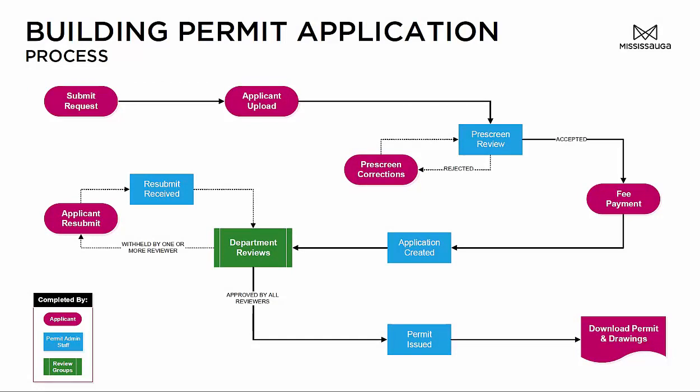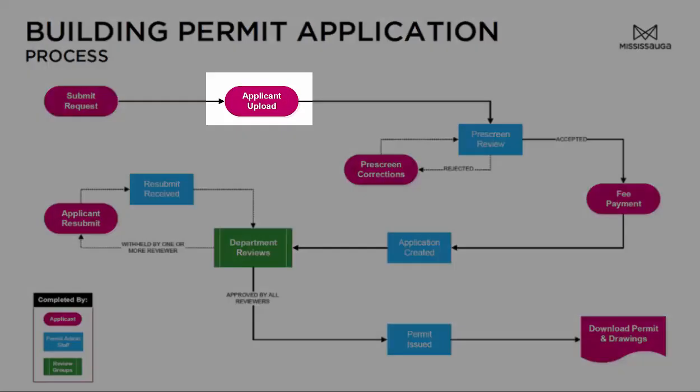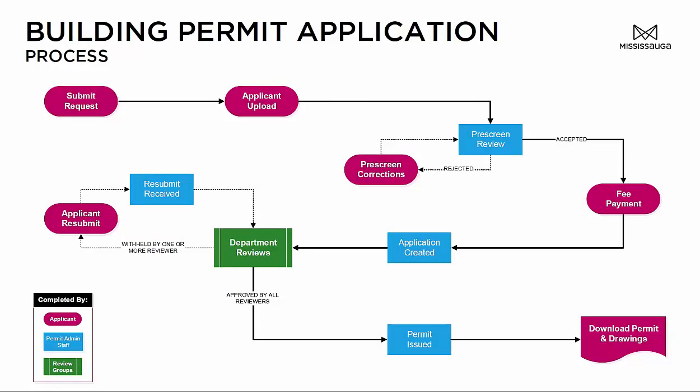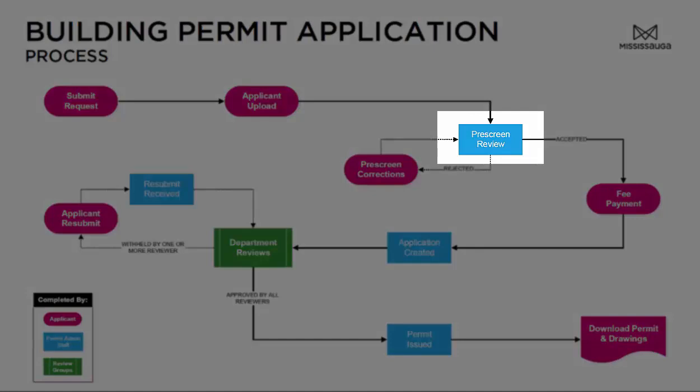The applicant will receive an email notifying them that they have to complete the applicant upload task. At this point, the applicant is required to upload the necessary drawings and documents that depict the construction that they are proposing. Once they have uploaded all of the necessary information, they complete the task and receive a confirmation email. The workflow will then proceed to the next step, which is pre-screen review.